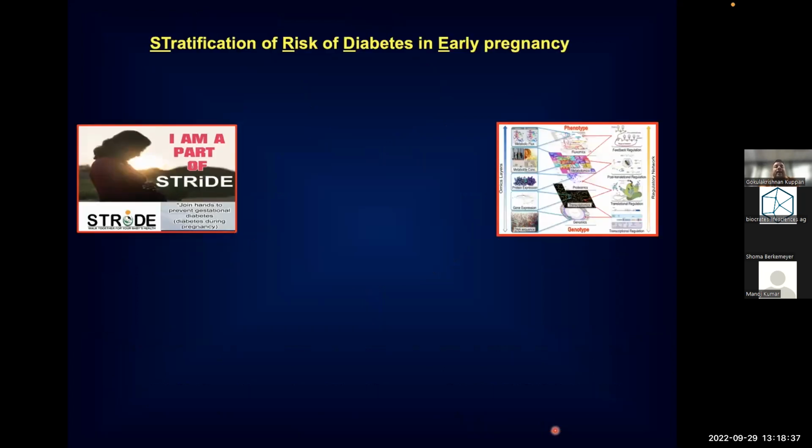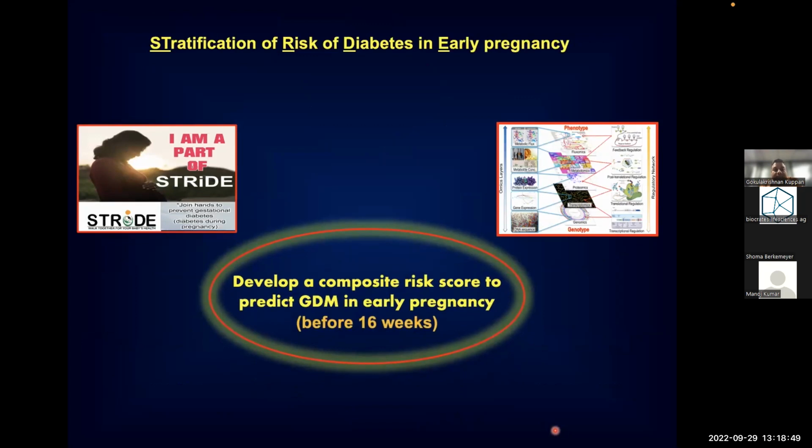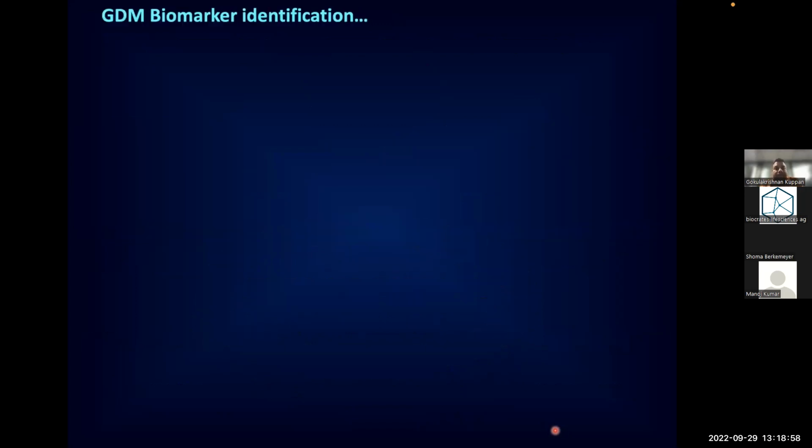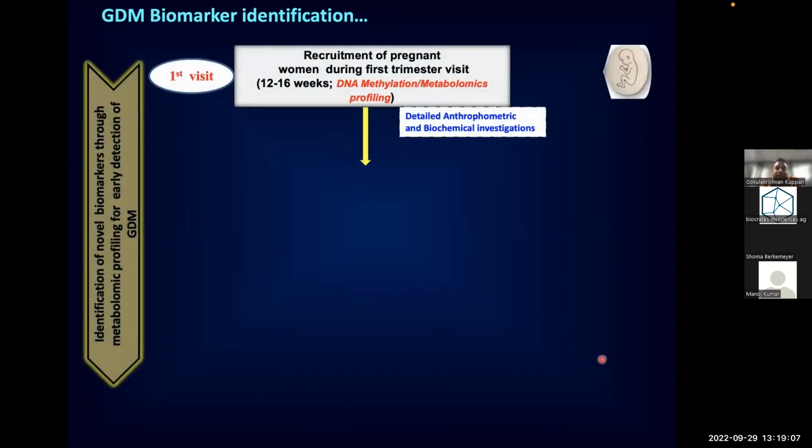For this, we have a fantastic cohort called Stratification of Risk of Diabetes in Early Pregnancy, STRIDE cohort. It's an observational prospective study where the aim is to develop a composite risk score to predict GDM in early pregnancy, that is before 16 weeks of pregnancy. Here we are leveraging this cohort for our GDM biomarker identification, where recruitment of pregnant women during the first antenatal visit has been done, and we are doing the DNA methylation and metabolomic profiling along with detailed anthropometric and biochemical investigations.